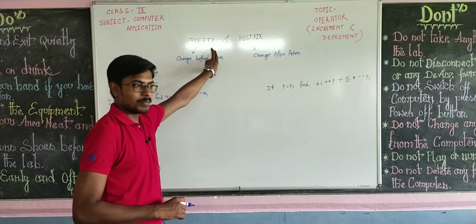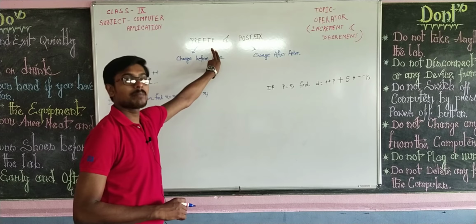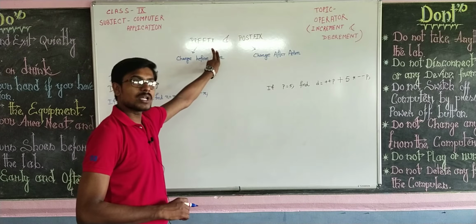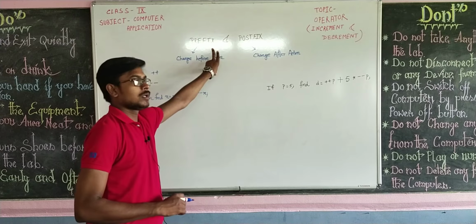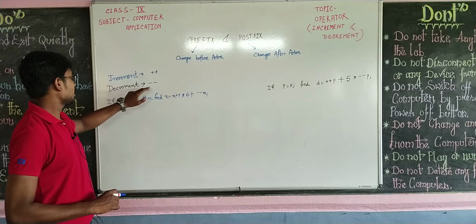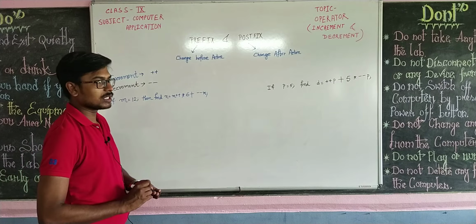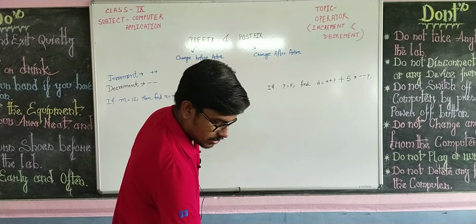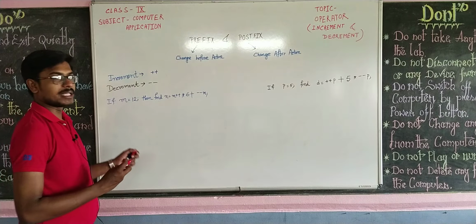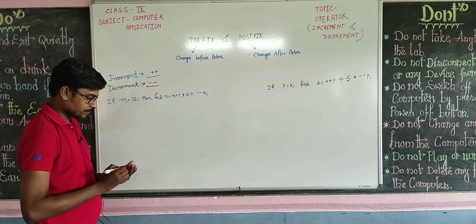In arithmetical operator we have unary operator, a part of arithmetical operator. So in this unary operator, the two operators are increment operator and decrement operator. Mainly increment operator symbol is plus plus and decrement operator symbol is minus minus. Okay.